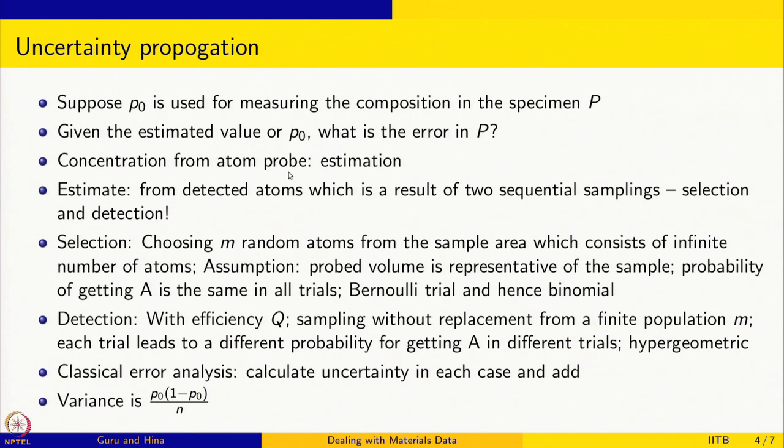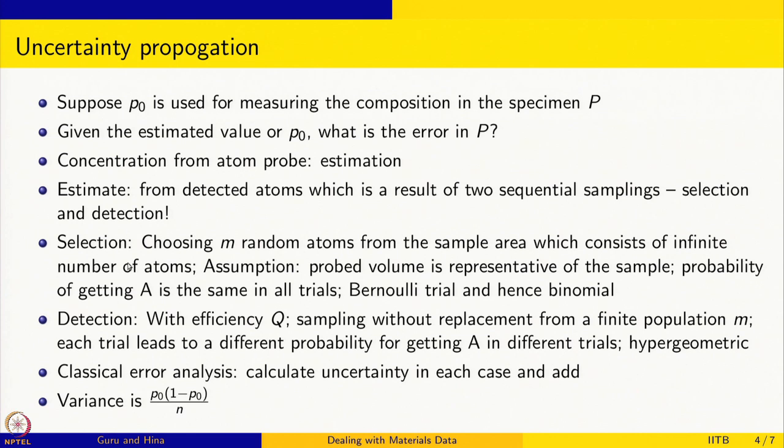So, concentration from atom probe is only an estimation. It is an estimate because from detected atoms we are trying to say something about the composition of the specimen, but this detection is based on two sequential samplings. It is not single sampling. We are not just pulling out atoms and finding out what is a fraction. We pull out some atoms out of which only a fraction is detected. So, there is a selection process and there is a detection process.